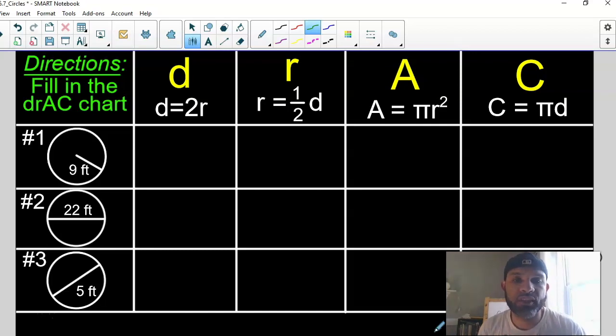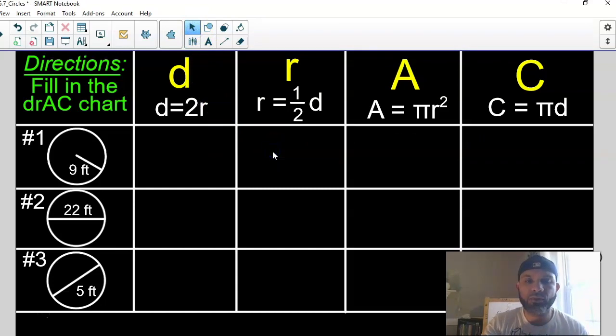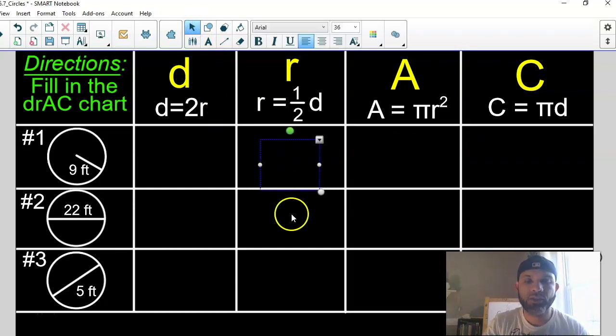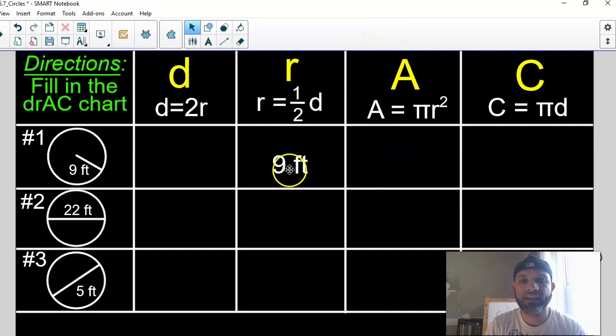Okay, so you've done the work, right? Now we're going to check our work and see how well we did. Our first picture here, for number 1, what does that 9 represent? Which one of these 4 boxes across the top are we going to fill in? Well, from our last example, it was very similar. It is 9 feet, okay? That should have been under the radius.